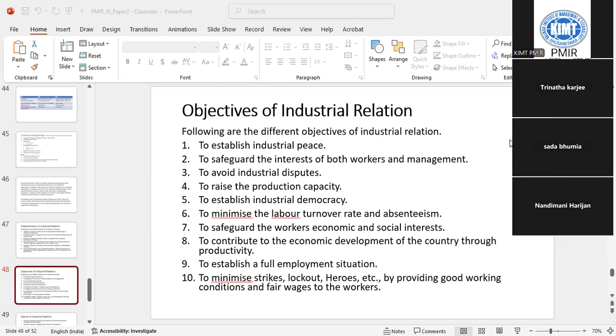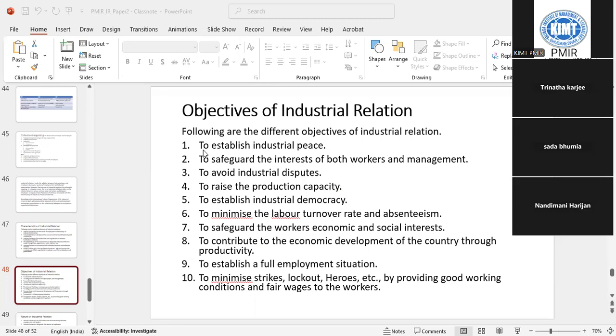Otherwise, what will happen? If there is a problem between you and management, you will have this kind of unproductive work: you will have many strikes, you will have lockouts. So these things are unproductive. This will impact you and your industry.